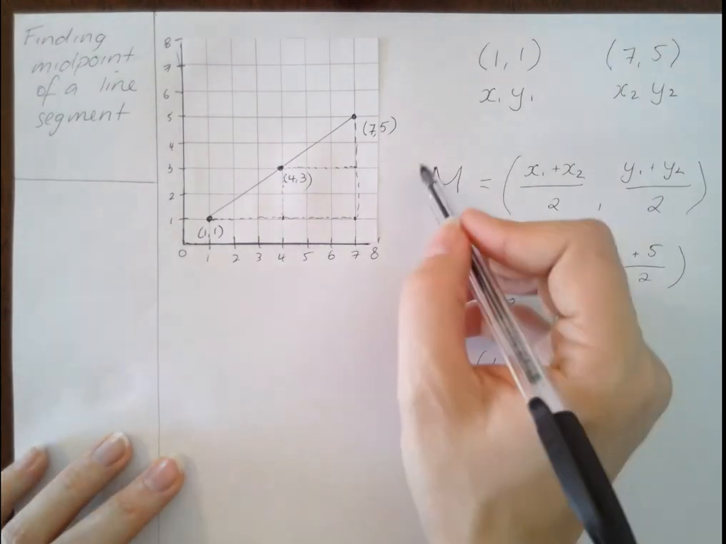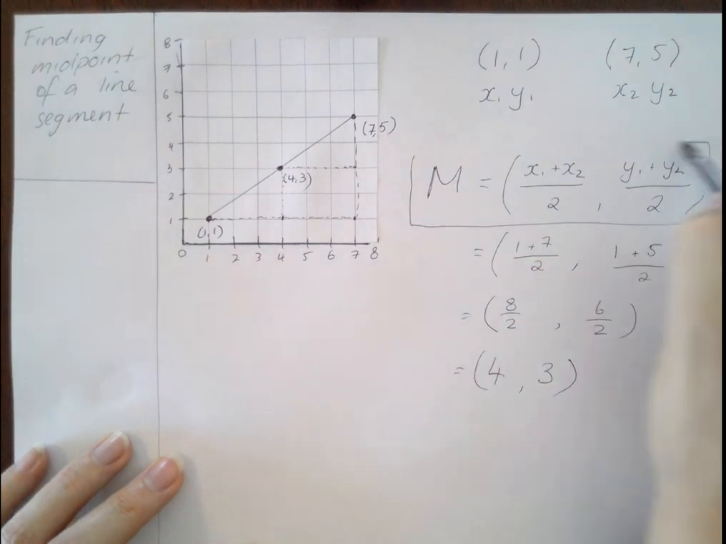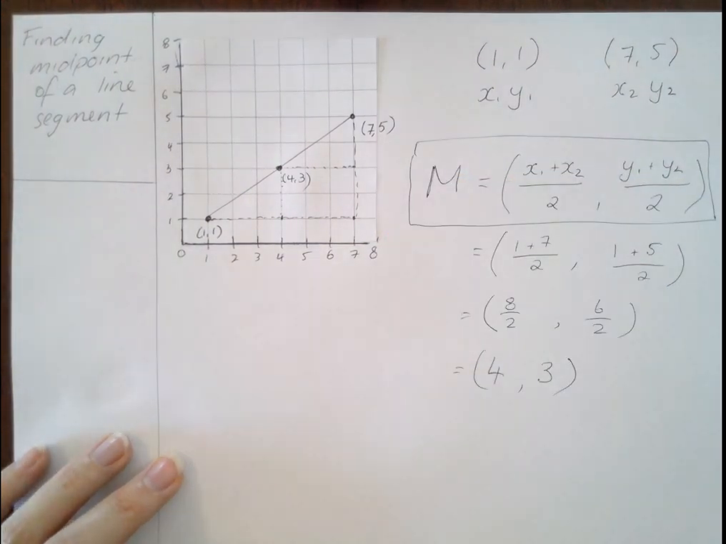So this is our midpoint formula. And it's very important that we understand how to use that and how to substitute in our values using coordinates that we've been given.